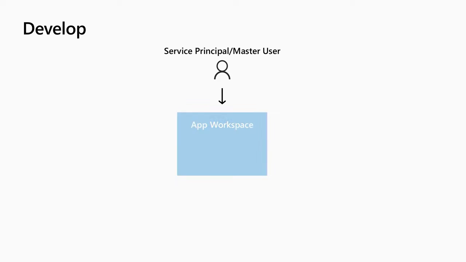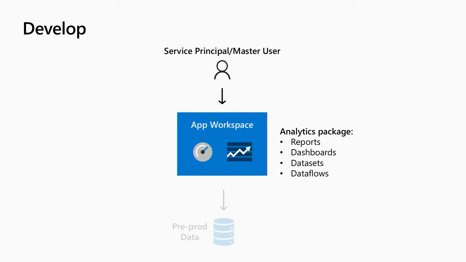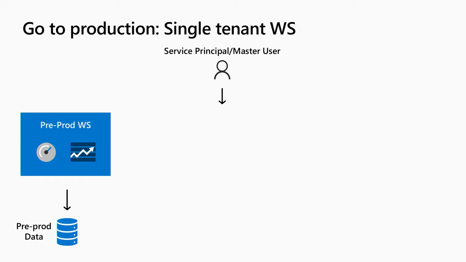So when you develop your application, you have your service principal or master user, of course. And one thing you can do is you can create a single workspace, which we call a golden workspace, right? So this is where you develop all your reports, your dashboards, your data sets. And of course, it's connected to pre-production data. So when you're done developing and you want to onboard a new client, you basically have two options.